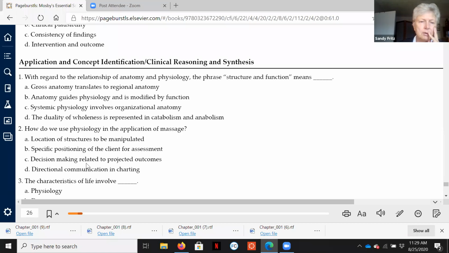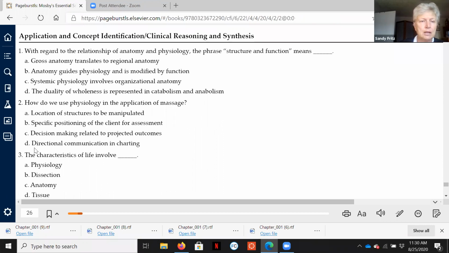Decision making related to projected outcomes. So this is saying, if I'm trying to achieve a result with a client, I want them to relax, or I want them to sleep better, I have to decide how I'm going to trigger that response using massage therapy. And that is going to entail using massage to affect a function, a physiological function. So this is probably the right answer.